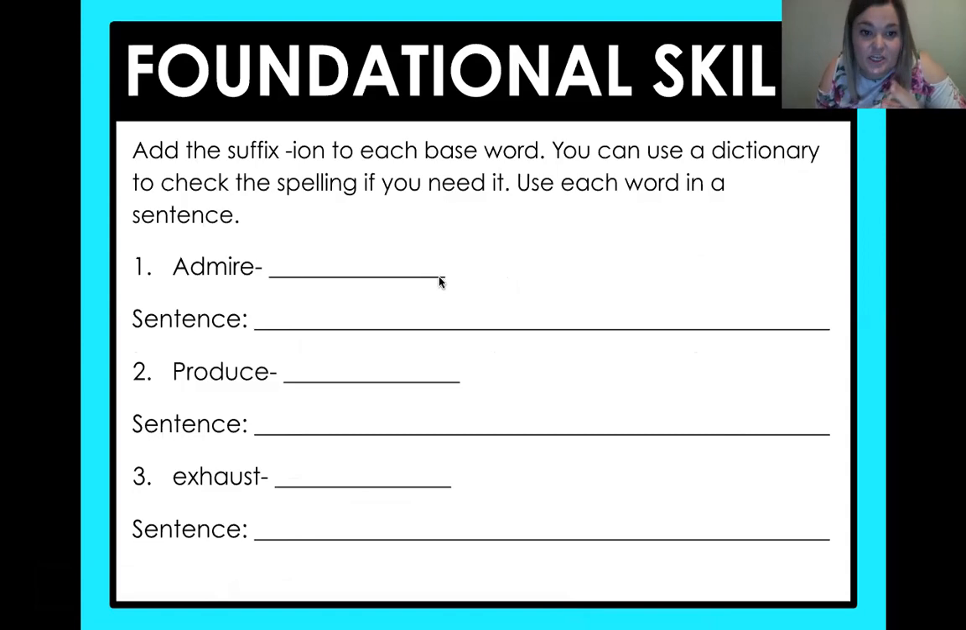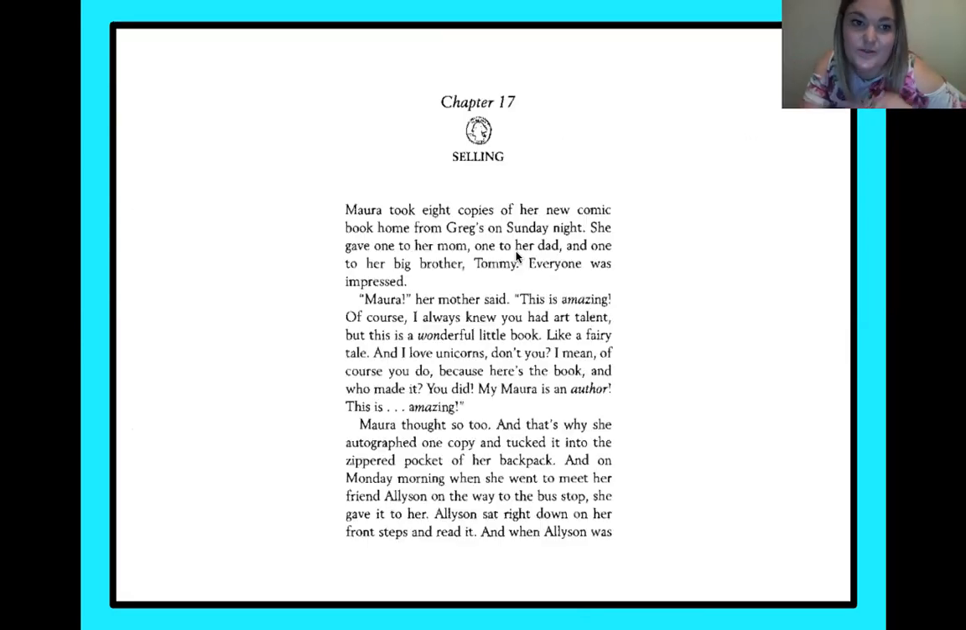So for your foundational skill practice today, you are going to add the suffix shun to each base word. So remember those rules that we talked about. If you need a dictionary to check your spelling, you can totally use one. Then, after you change that word, use your new word in a sentence. I can't wait to see what you come up with, fourth graders.